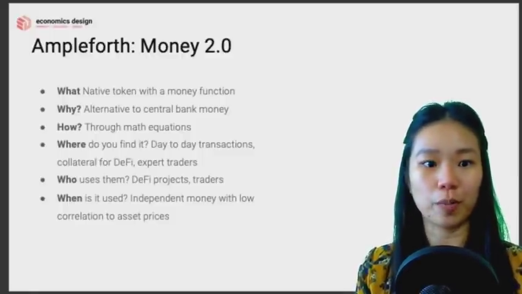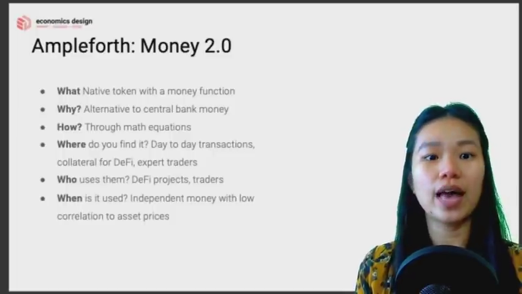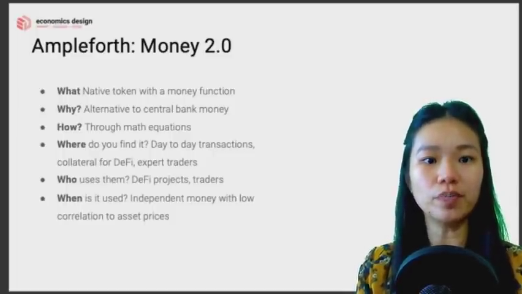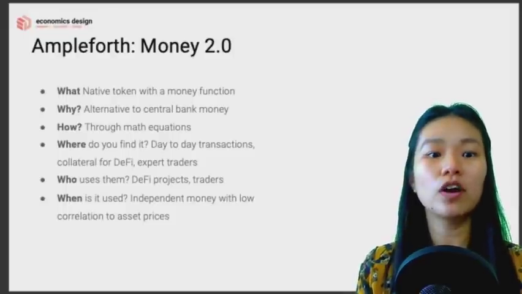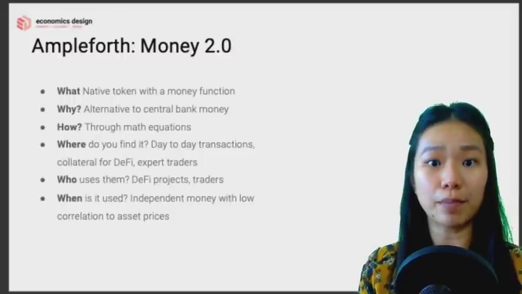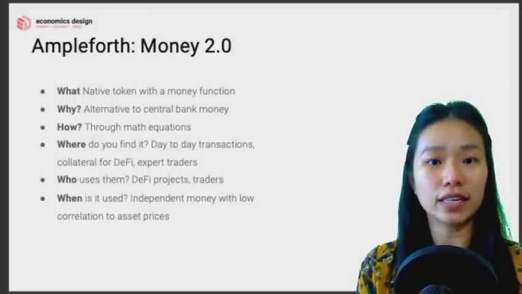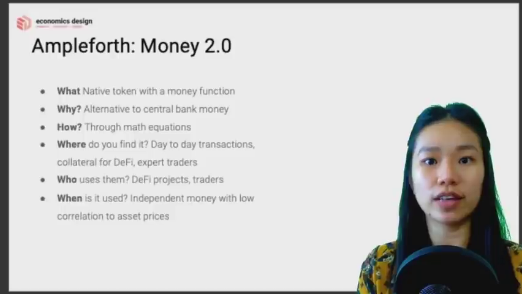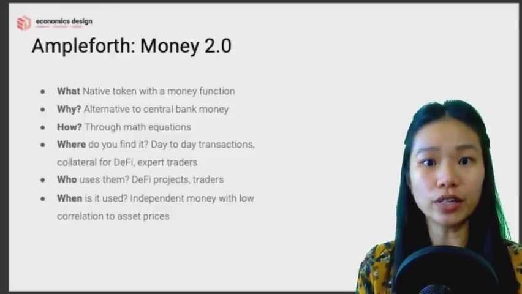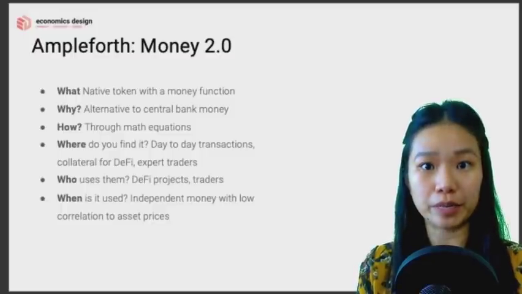Let's start with the general topics. So what is Ampleforth? Ampleforth is a native token in the Ampleforth network or ecosystem with a money function. Of course, because it has a money function, it can definitely go beyond the Ampleforth network. You can use it in DeFi projects and use it as collaterals, for instance. But it is basically just a native token with the token function of money.